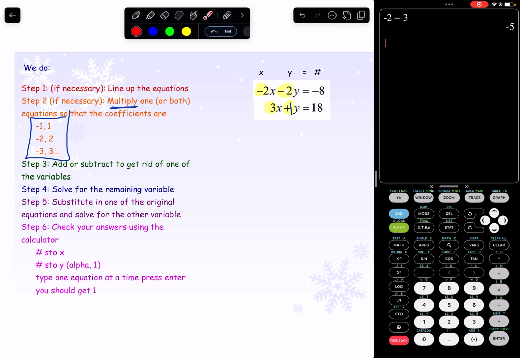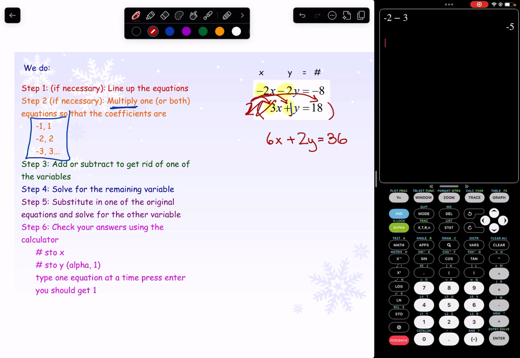If I look at my y variables, I have negative 2 and 1. So I'm going to multiply the second equation by 2 because I know that 2 times 1 will be 2. And then if I do that, it'll allow me to eliminate one of the variables because it will follow the rule for step 2. So I'm going to do 2 times 3x, which is 6x, and 2 times 1y, which is positive 2y, equals, and I do need to multiply the entire equation, so I am going to multiply 2 times 18, which is 36.